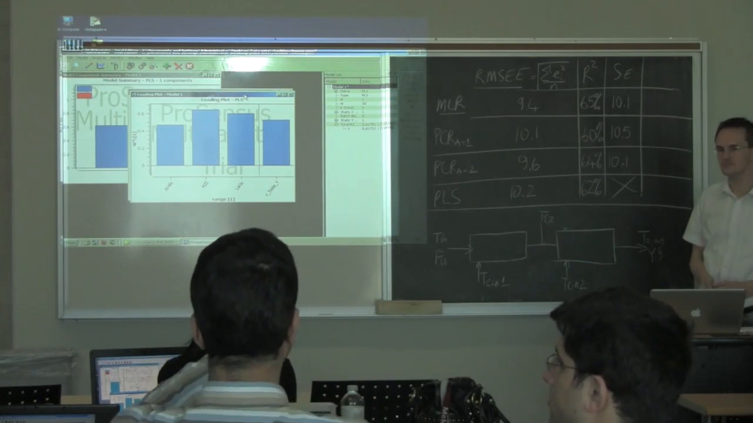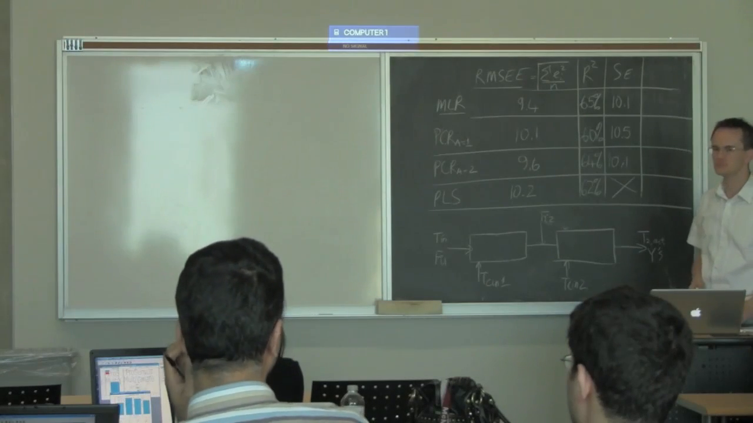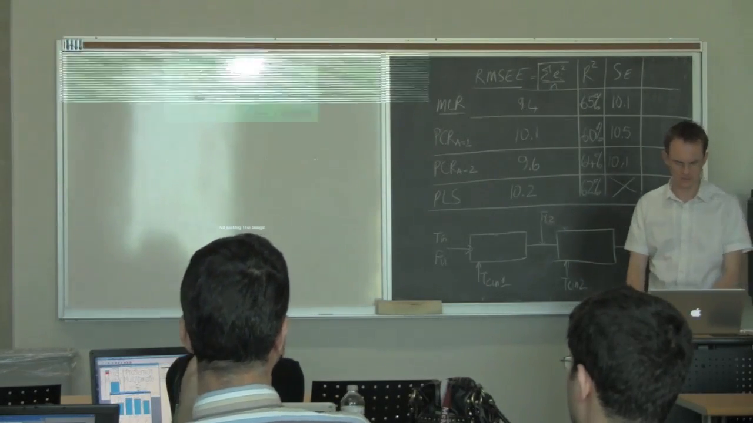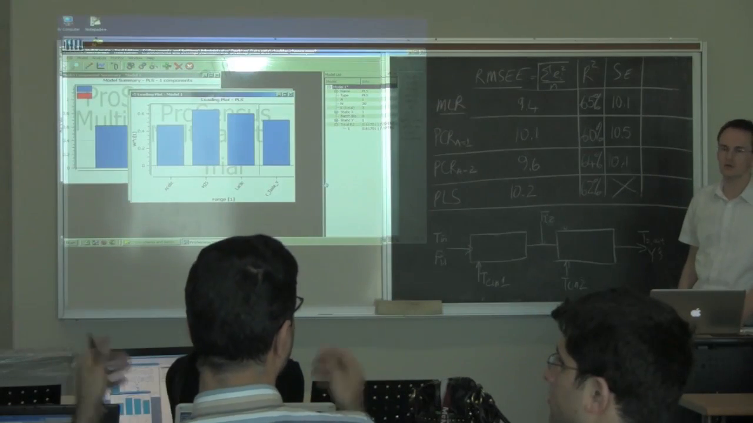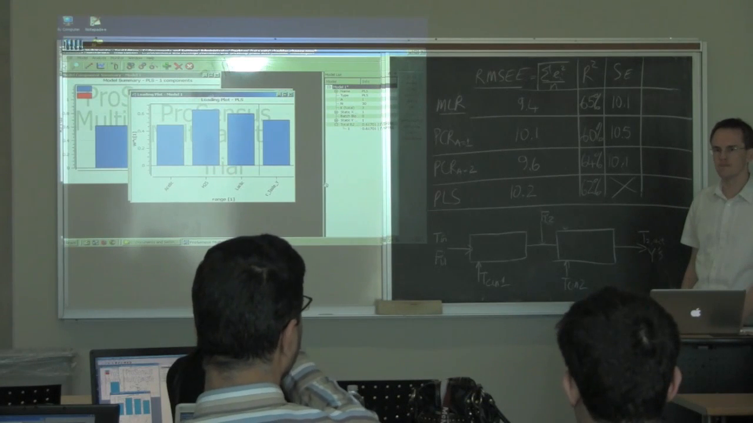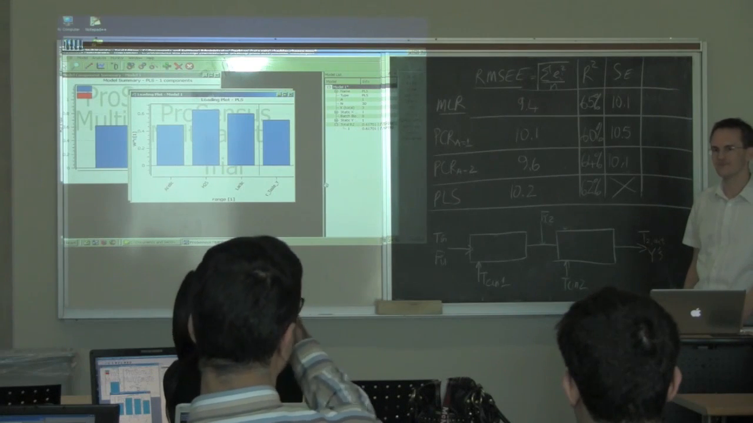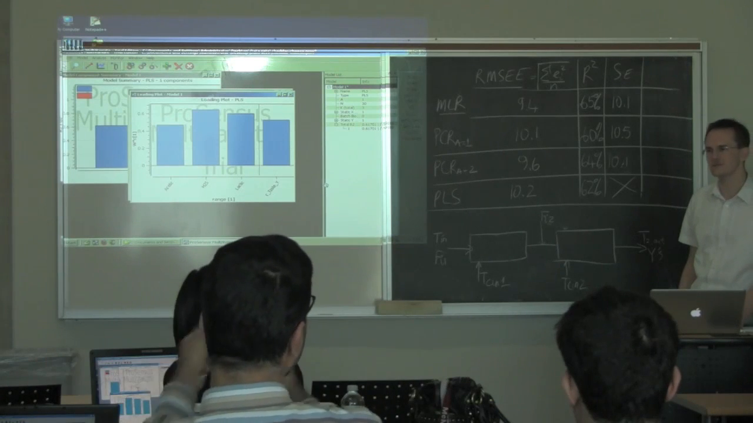Question. For this example, you have three variables that affect the test. If you have data, like 100 variables, how can you pick which one or which two? Maybe there are many variables that affect these two to build the PLS model.